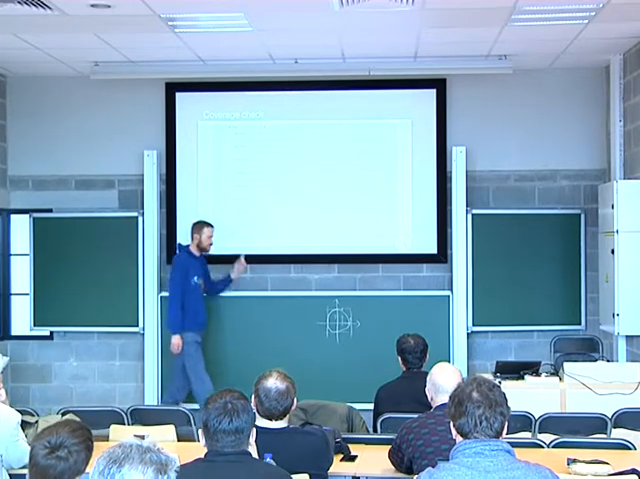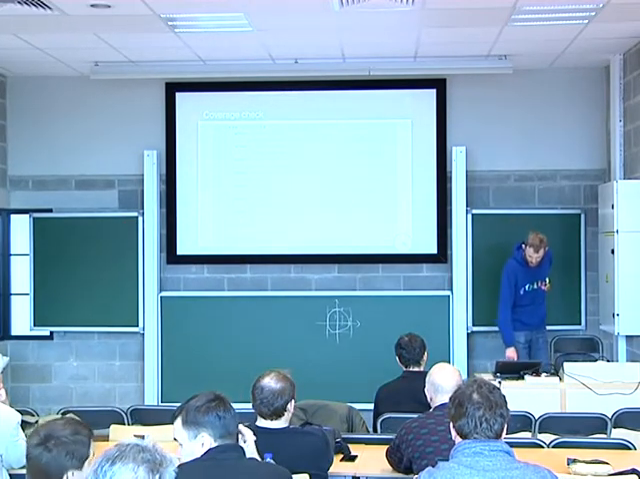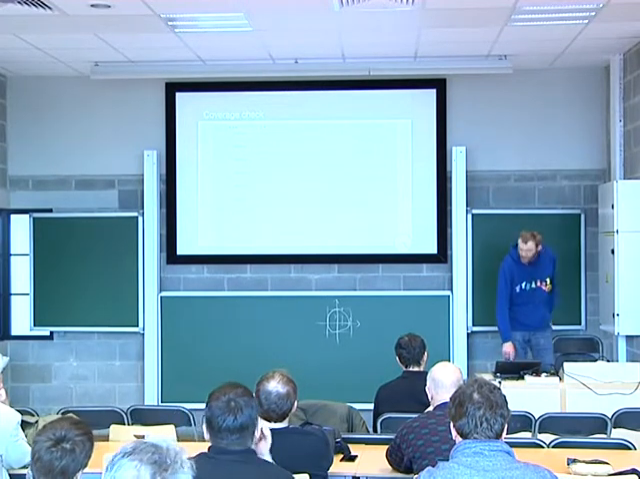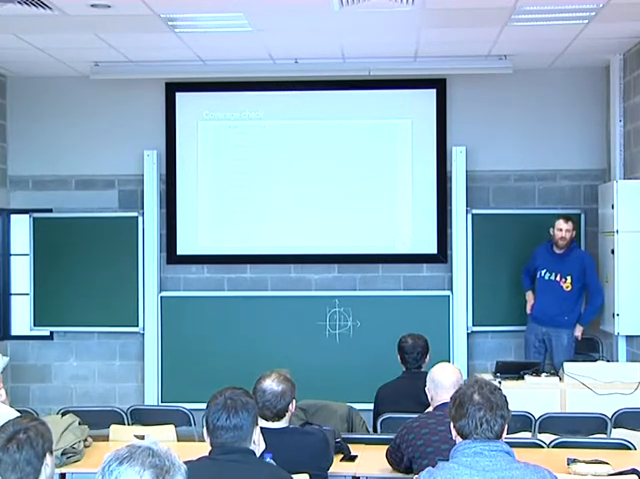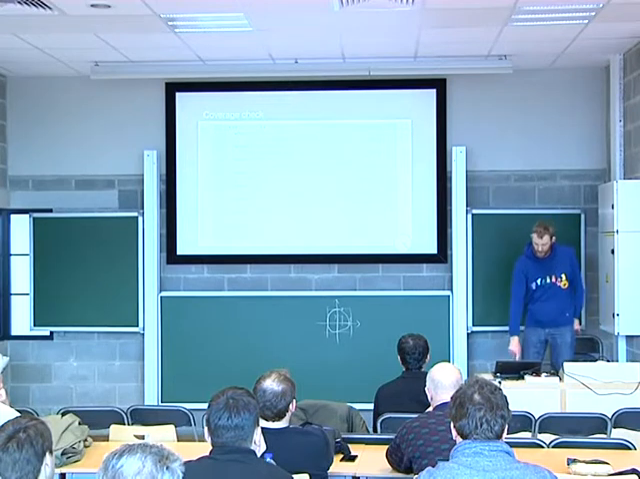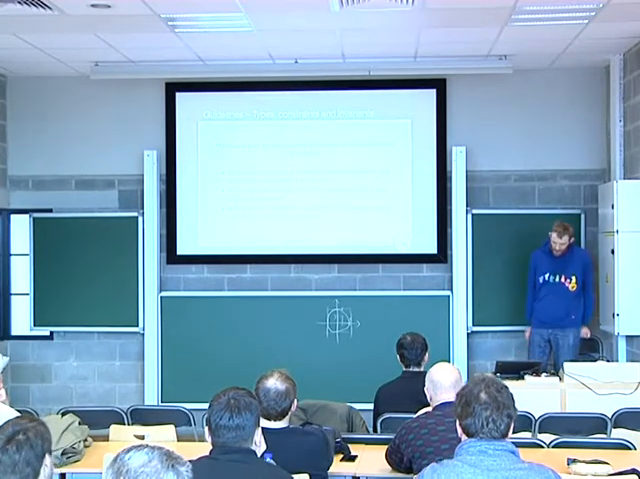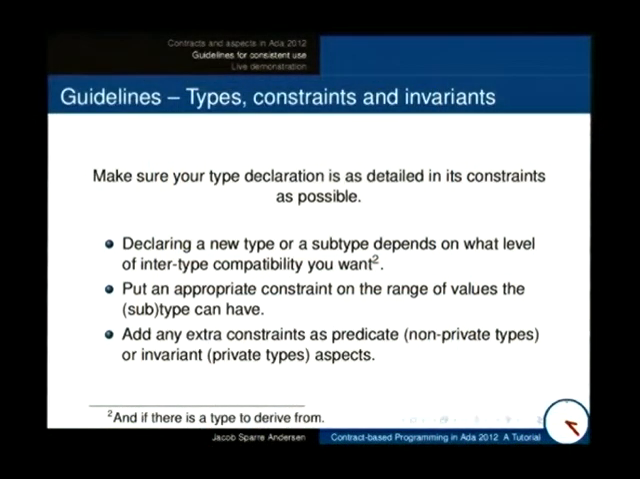It's not directly contract, but it's a very useful static implementation check. And it relates to the subtype of this value you put in. So that was a quick overview of contracts in Ada 2012.